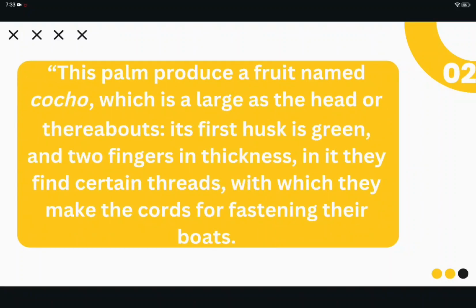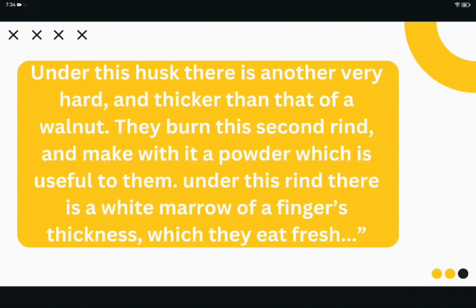Okay, this one is interesting and it's actually quite lengthy. It took 2 slides, actually more than 2 slides, but I just cut it. Okay, this palm produces a fruit named cocho, which is as large as a head or thereabouts. Its first husk is green, and 2 fingers in thickness. In it, they find certain threads with which they make the cords for fastening their boats. Under this husk, there is another, very hard and thicker than that of a walnut.